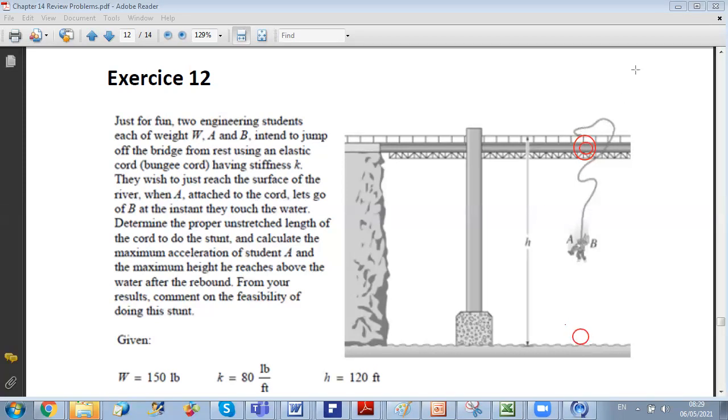So the system is changing. Initially, it's 2W, and at the end, it's 1W. This is why we should first find what will happen in the first stage when they are both together. And then at the final state, after B leaves, A will go upward by himself. And it will reach a height.